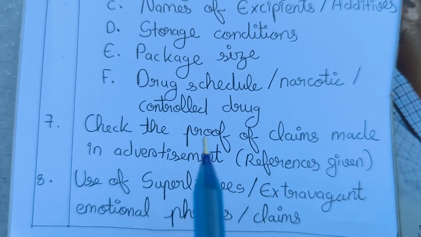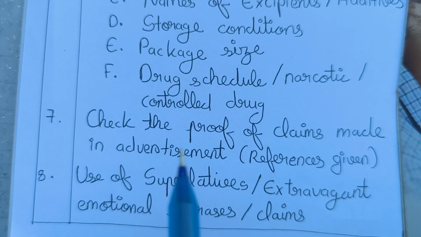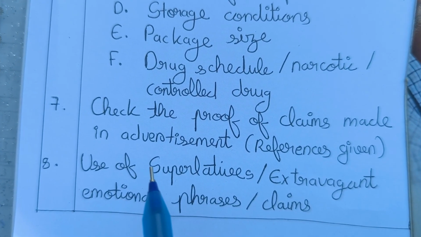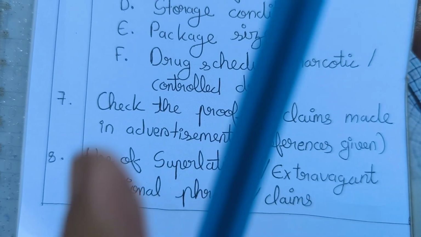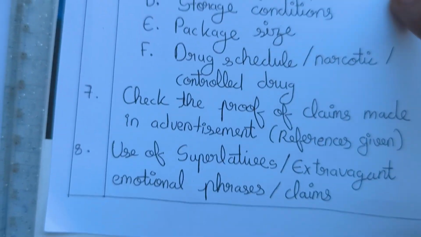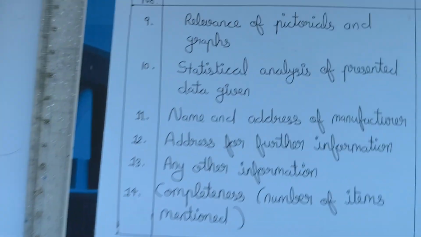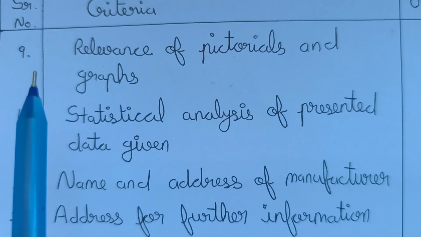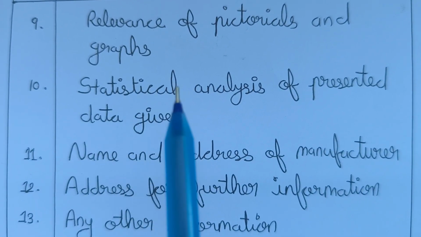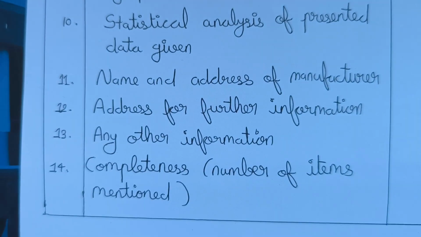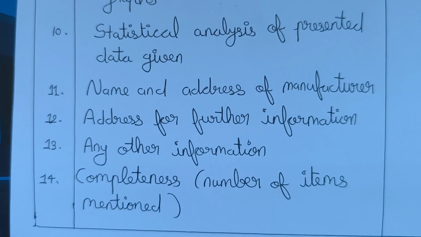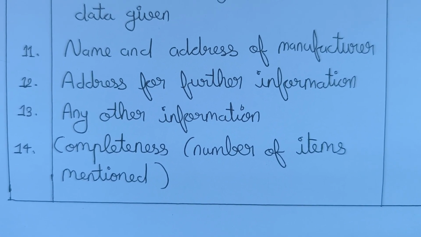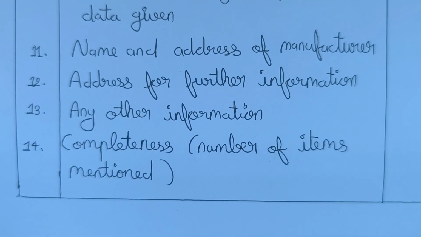Then check for the proof of claims made in the advertisement like references for the drug. Then eighth is the usage of superlative, extravagant, emotional phrases. Then ninth is the relevance of pictorial and graphs. 10th is statistical analysis of presented data given. 11th is the name and address of manufacturer. Then address for further information, any other information if given.